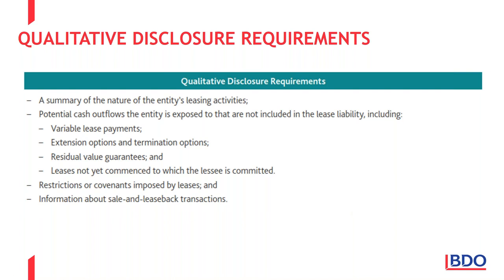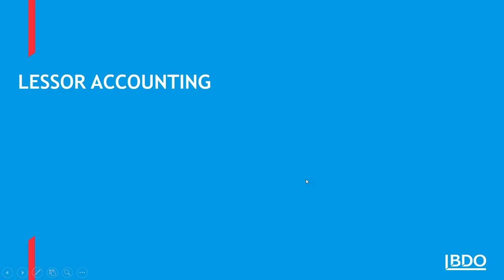So we have to disclose a summary of HR's leasing activities. We have to disclose potential cash outflows that the entity is exposed to that are not included in the lease liability. So all those variable lease payments, all those extension options, termination options, etc., all those things that we've decided we're not going to include in our lease liability for very valid reasons, we still have to disclose potential cash outflows arising from them. We should disclose restrictions or covenants imposed by leases and information about sale and leaseback transactions.